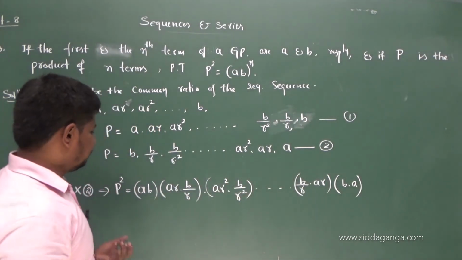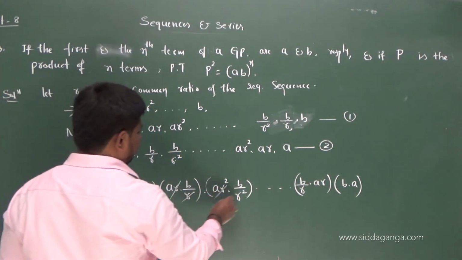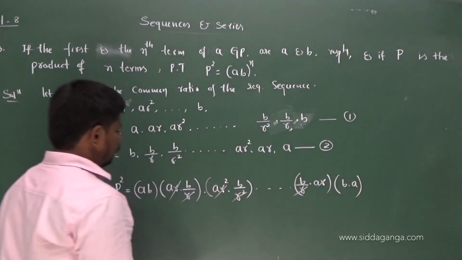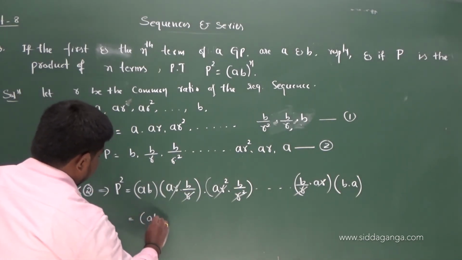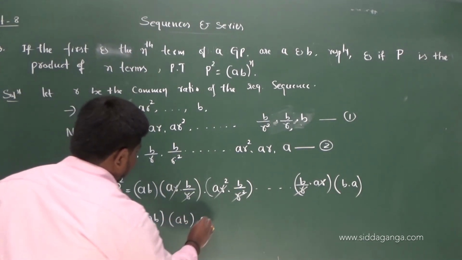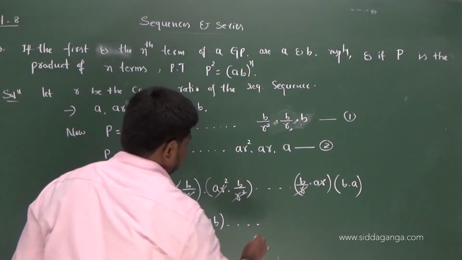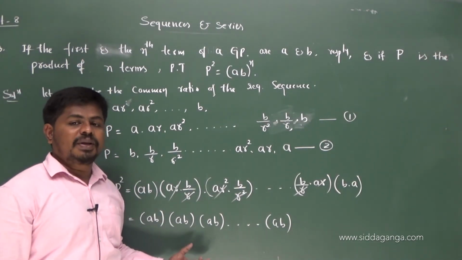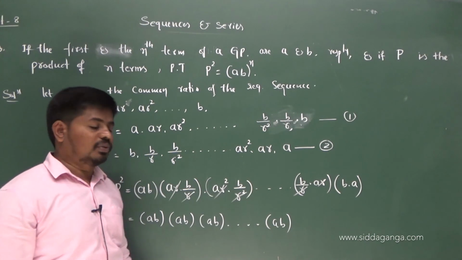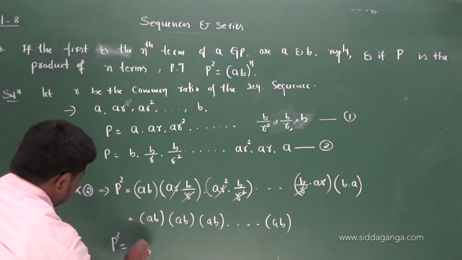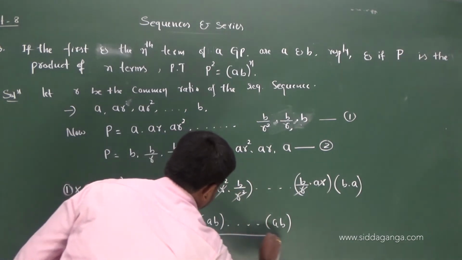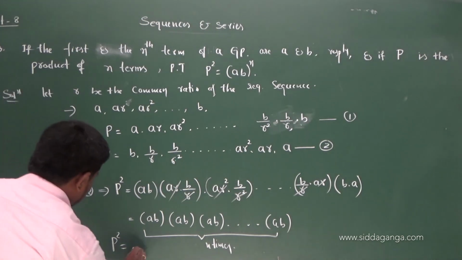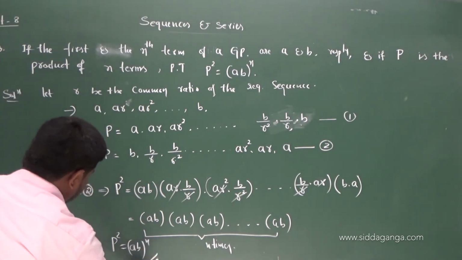You can observe here that R gets cancelled, R square gets cancelled, in the next term R cube gets cancelled, and in the last term R gets cancelled. The remaining thing is AB into AB into AB and so on, and the last term is also AB. How many times do we have the product of AB? N times. We are multiplying AB n times, so P square is equal to AB power of n. Proved.